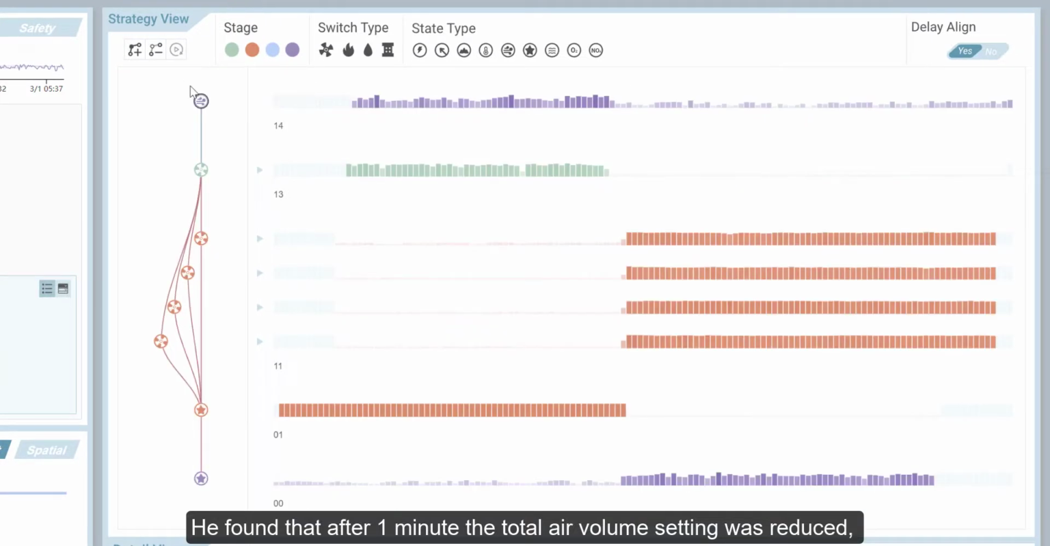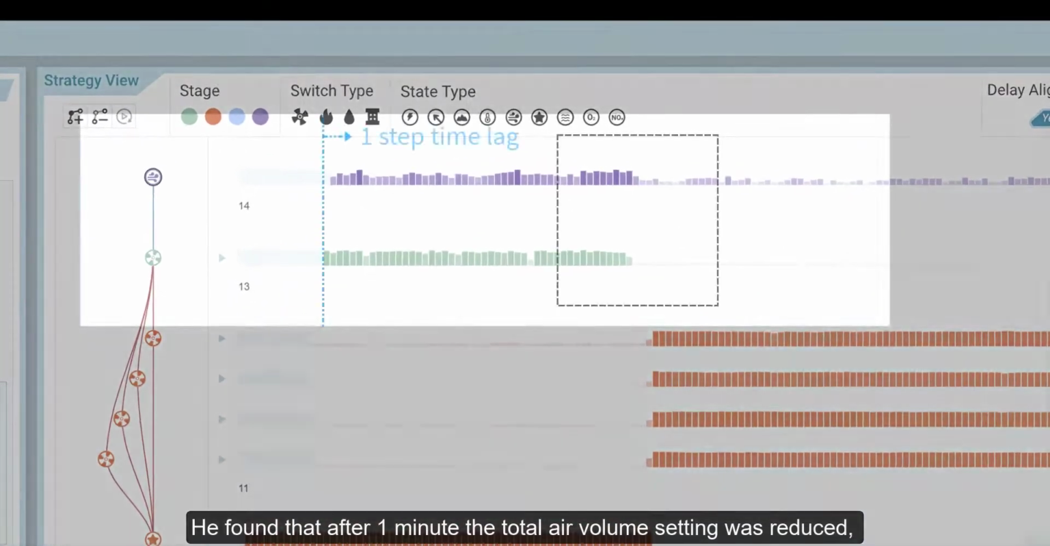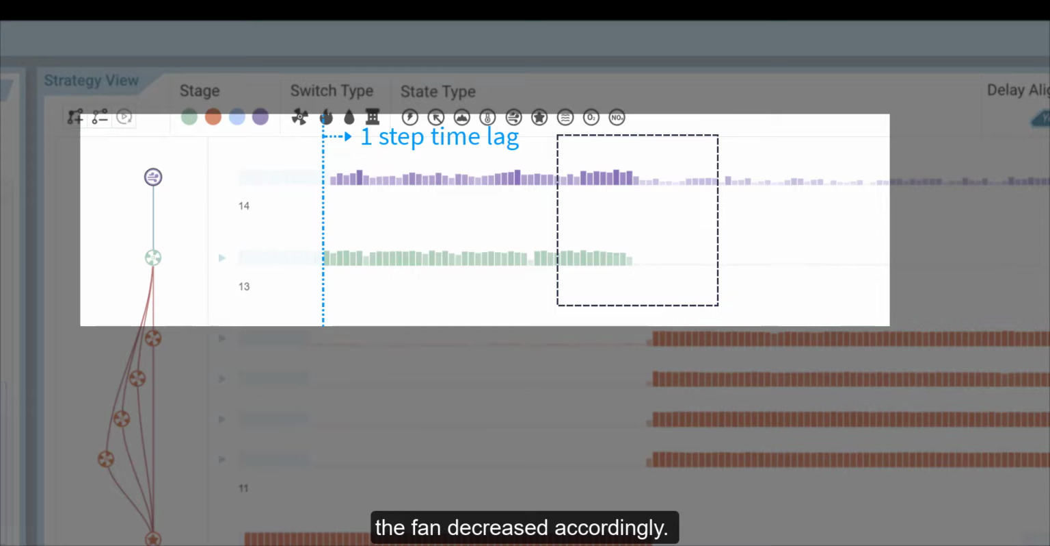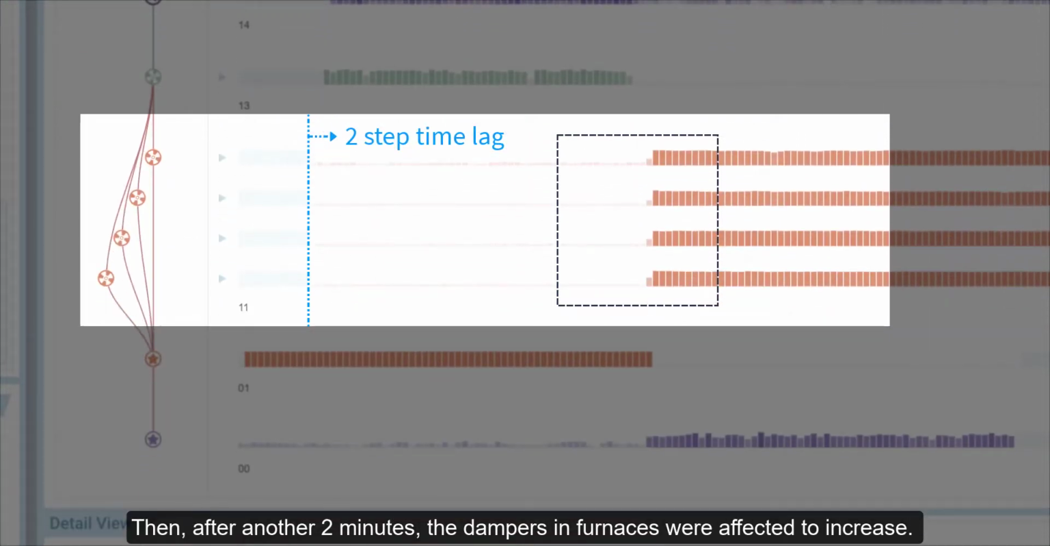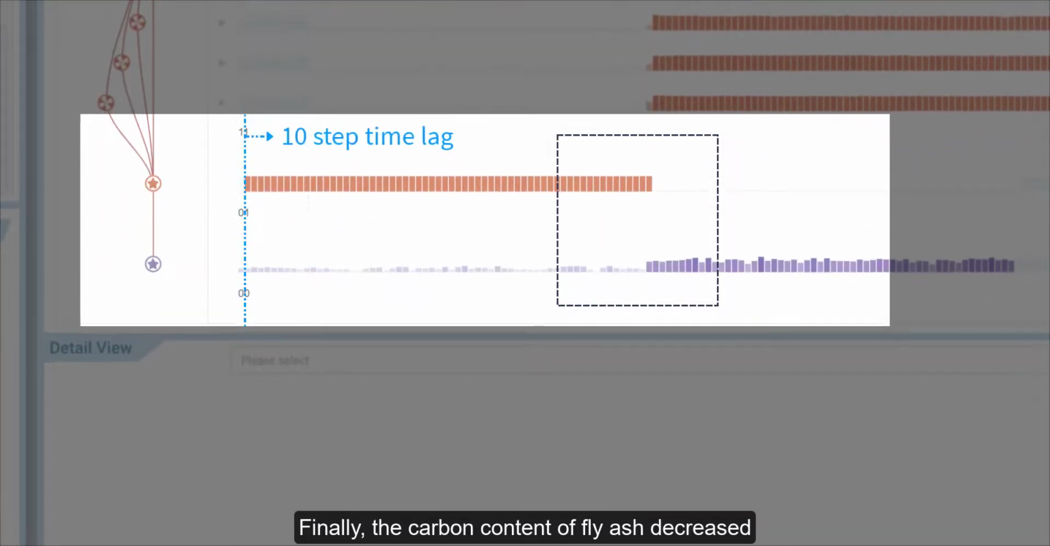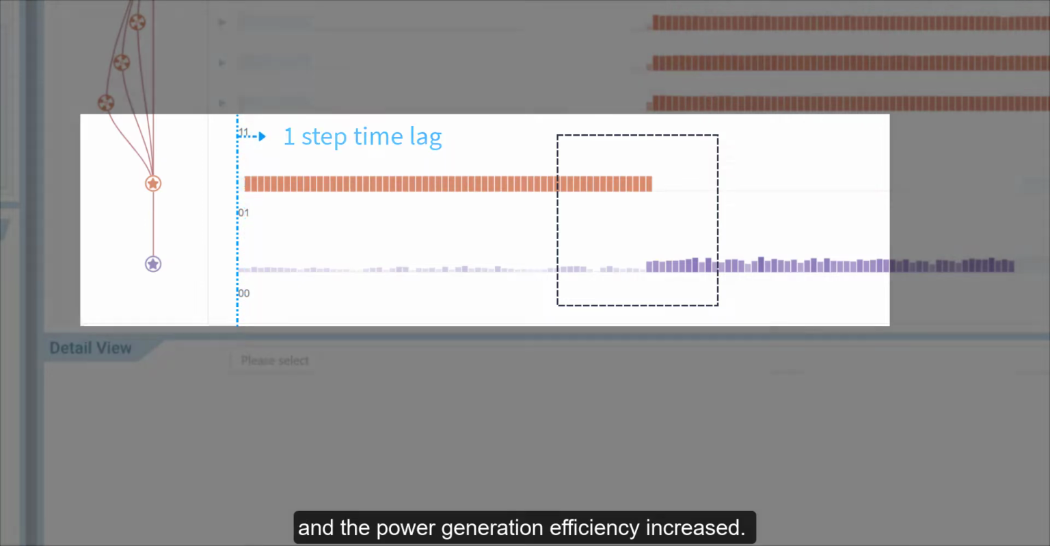He found that after 1 minute, the total air volume setting was reduced. The fan decreased accordingly. Then, after another 2 minutes, the dampers in furnaces were affected to increase. Finally, the carbon content of fly ash decreased and the power generation efficiency increased.